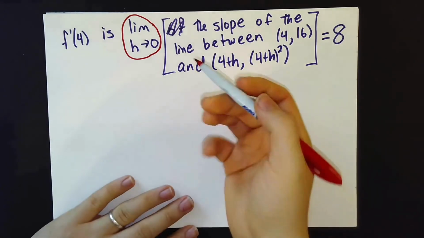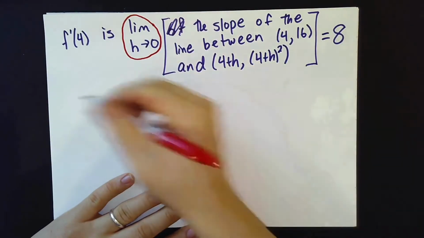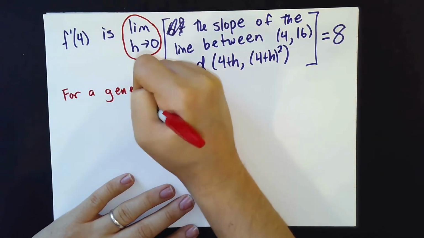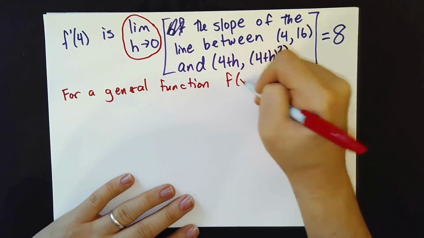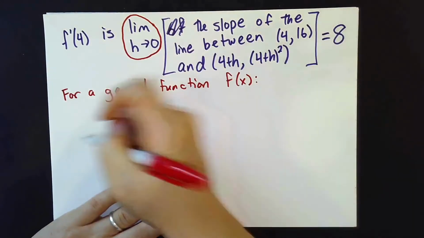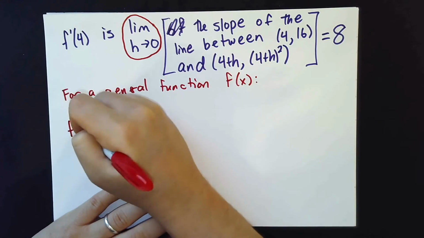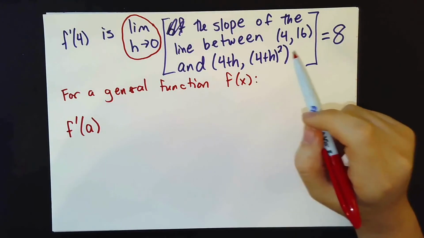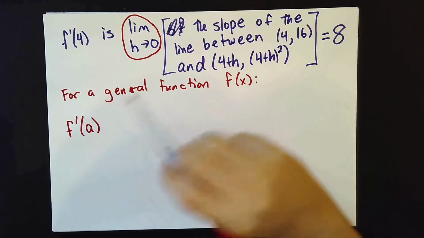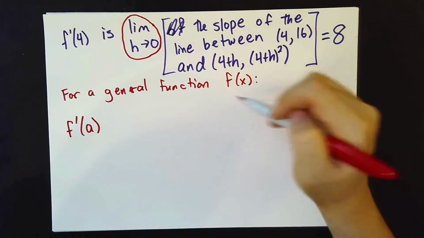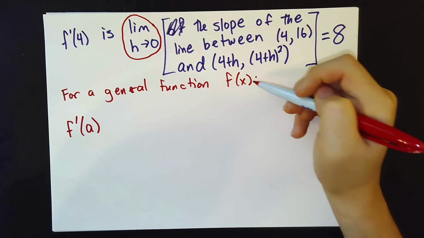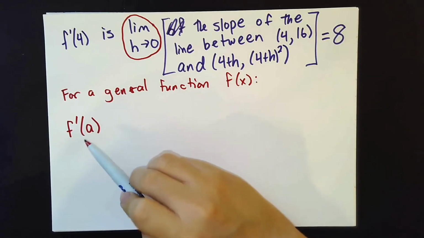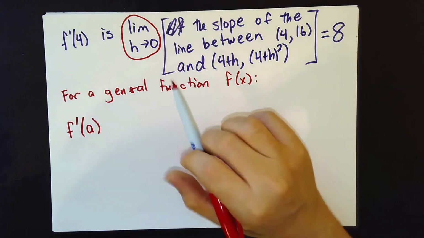Now, let's write out the general version of this. So for a general function, f of x, what is f prime of a? So for an arbitrary function, that is just for some random function f of x, what is the slope of the graph at the input a? Or what is f prime of a?